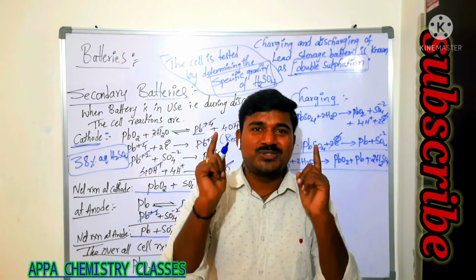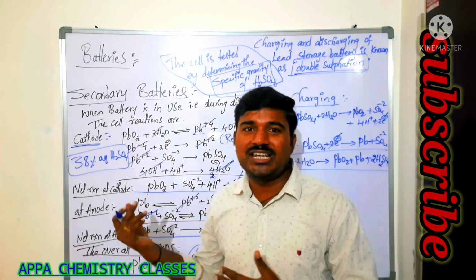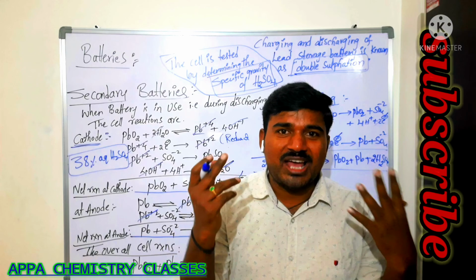So that's it for today's batteries. Batteries are of how many types? Two types, primary and secondary battery. For each one, we have seen examples with a detailed study of the reactions at cathode and anode.